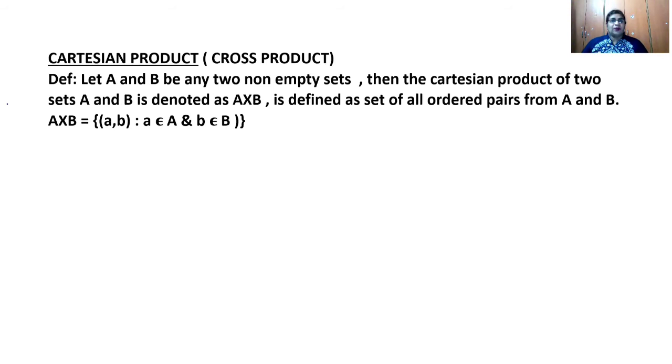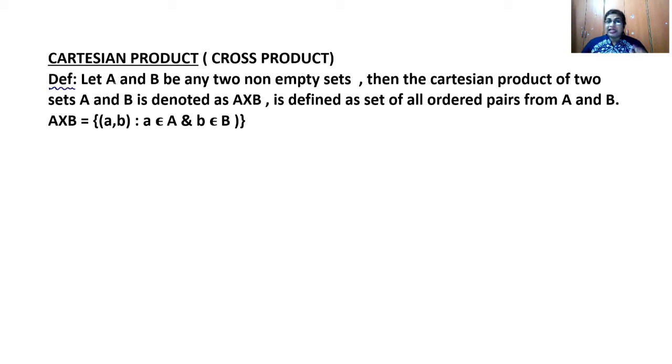Now, before coming to this topic of relations and functions, we have to know and understand what exactly is the Cartesian product or the cross product. Okay, so first, before coming to this concept, let us understand what we know by Cartesian product. The Cartesian product can also be called a cross product. Now, what is the definition of this?